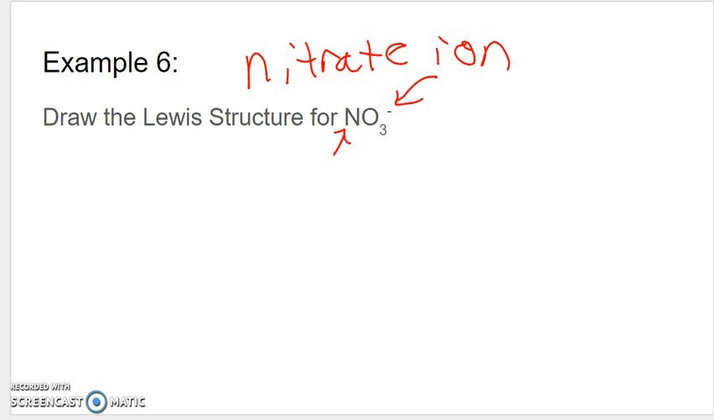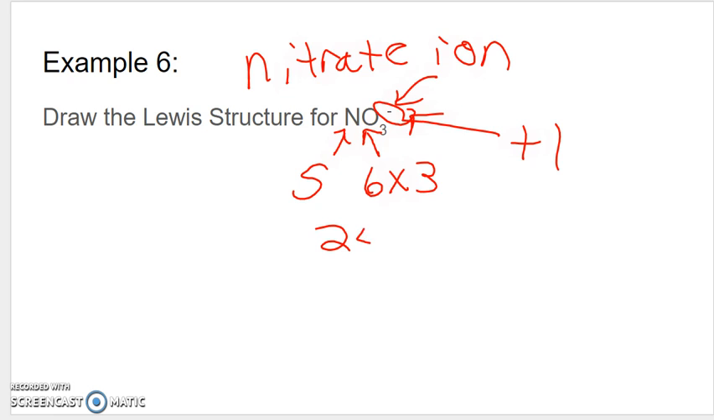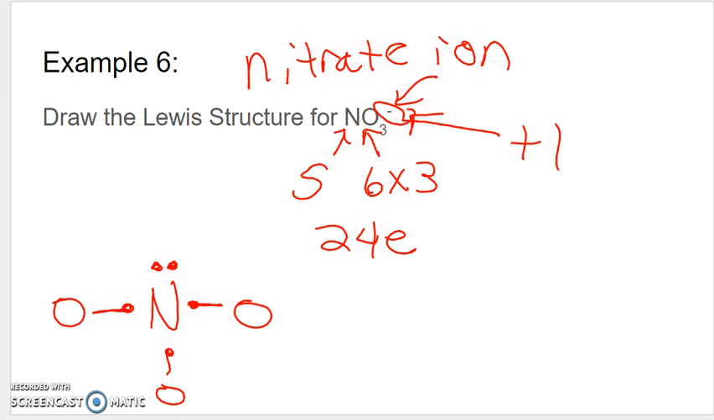So you look up N, N's got 5 electrons. Each oxygen has 6, so you have 6 times 3. And then, remember, since you have this ion, that means add 1 extra electron. So we're going to end up with a total of 24 electrons to put this structure together. So again, you're going to put nitrogen in the middle, because it's our central guy, first one listed. Bond your O's to it: 1 O here, 1 O here, 1 O here.